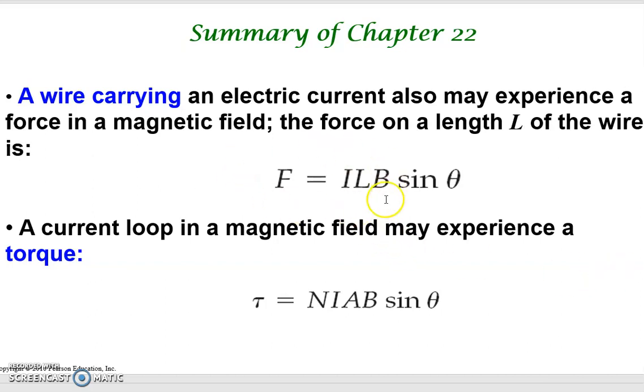And because you have a force, now consider a current loop. This is a problem you will also see on the test too. If you have a current loop in the magnetic field, then there will be a torque. So make sure you know how to get this result.